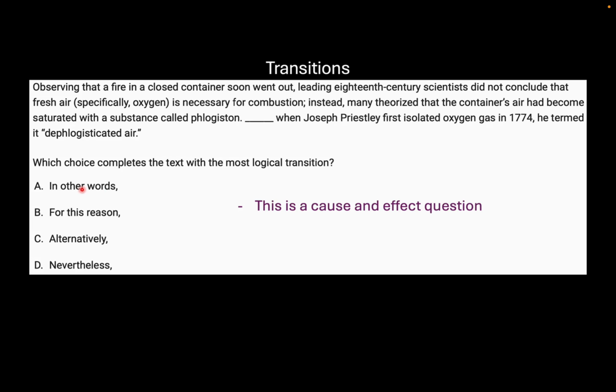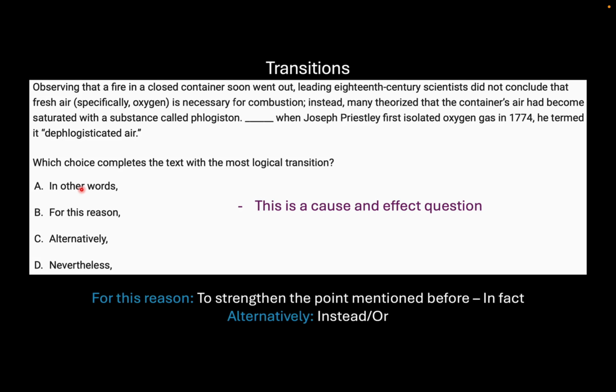So, in other words, it means to conclude. No, there is no conclusion here. For this reason, it is used to strengthen the point mentioned before. So it means in fact. This is a cause and effect transition. So this could be correct. Alternatively, it means instead or. So this is wrong. Nevertheless is contrasting, so this is wrong. So the only one that's correct here is B, for this reason.